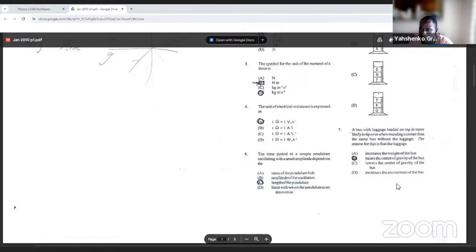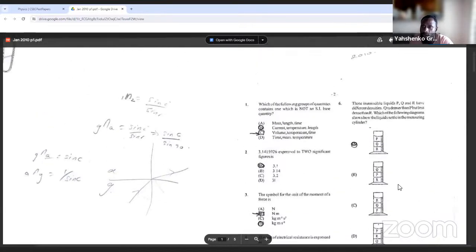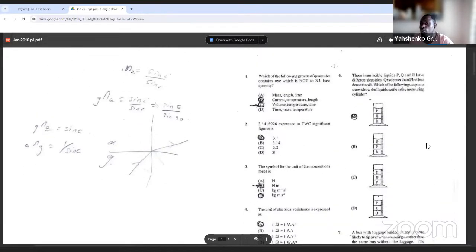All right, let's take another look again. All right, so here we are. We're at question number 6. Now, 3 immiscible liquids, P, Q, and R, have different densities. Q is denser than P, but less dense than R. Which of the following diagrams shows how the liquids settle in the measuring cylinder?